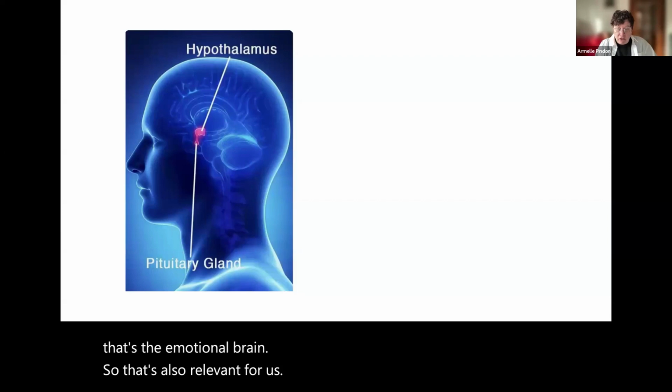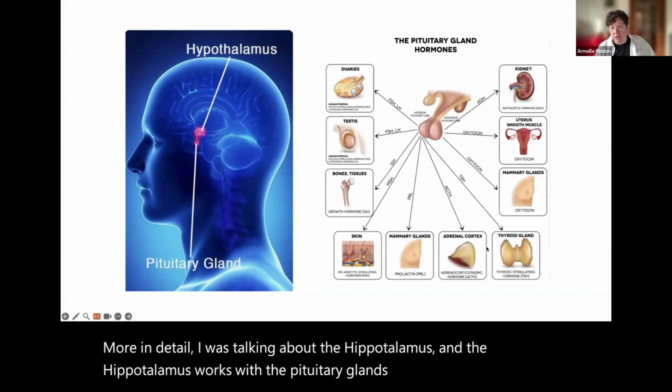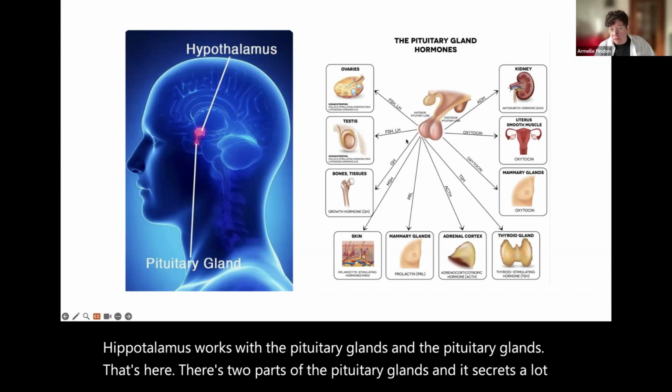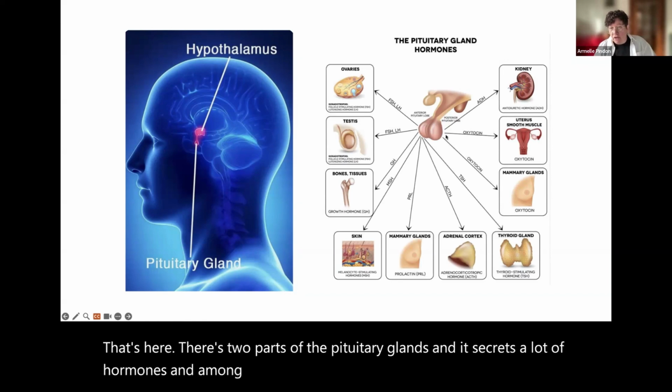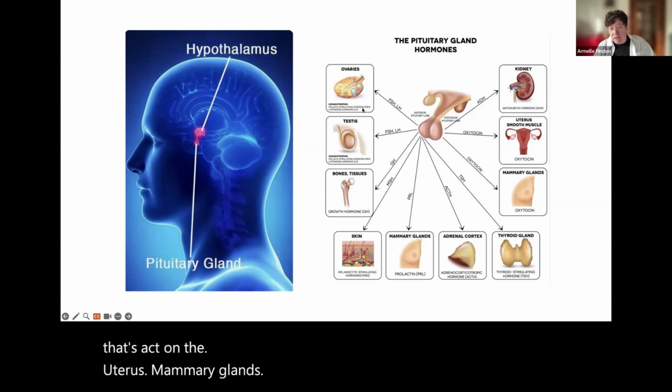So going more in detail, I was talking about the hypothalamus, and the hypothalamus works with the pituitary glands. And the pituitary glands, that's here, there's two parts of the pituitary glands, and it secretes a lot of hormones. And among those hormones, you have the oxytocin hormone that acts on the uterus, mammary glands, ovaries. On the other side, you have FSH/LH that works on ovaries and testes.